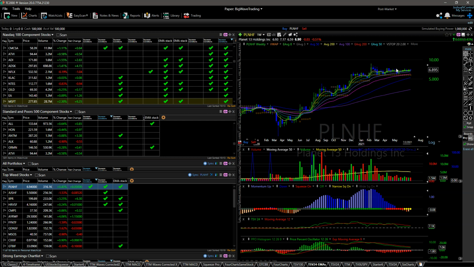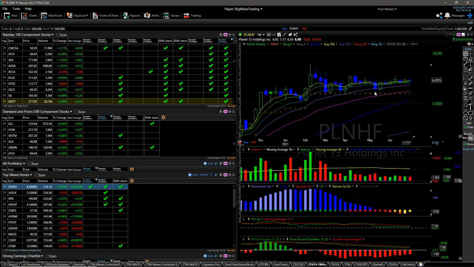PLNHF at MarketSmith. Yeah, man. Their sales and earnings, and they're expected to make a 163% return on annual EPS in 2022. Look at this consolidation. Look at this tight squeeze, and we're starting to move higher. TSV and PPO over 0. Keep an eye on this one.